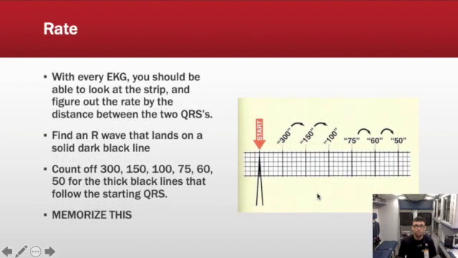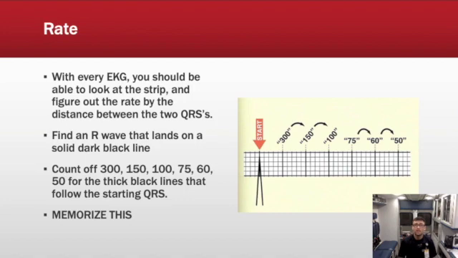so that if your SA node's not firing, you still have backups to take over. With every EKG, you should be able to look at the strip and figure out the rate by the distance between the 2 QRS complexes. So, an easy way to do this, and these are numbers that are easy to remember, okay? So remember going back to those big boxes, right? We said they're 5 millimeters, okay? 5 millimeters is how we're measuring, okay?